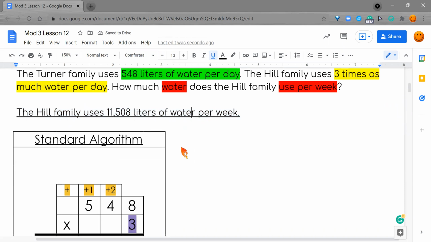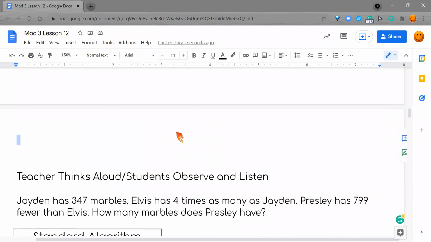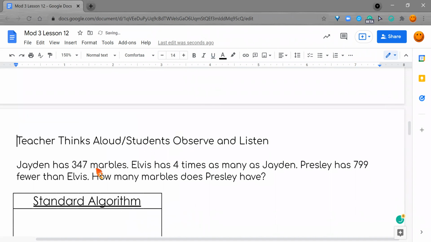Let's go look at one more problem. So let's go look at this problem. I'm going to quick scoot it up. It says Jaden has 347 marbles. Elvis has 4 times as many as Jaden. Presley has 799 fewer than Elvis. How many marbles does Presley have?